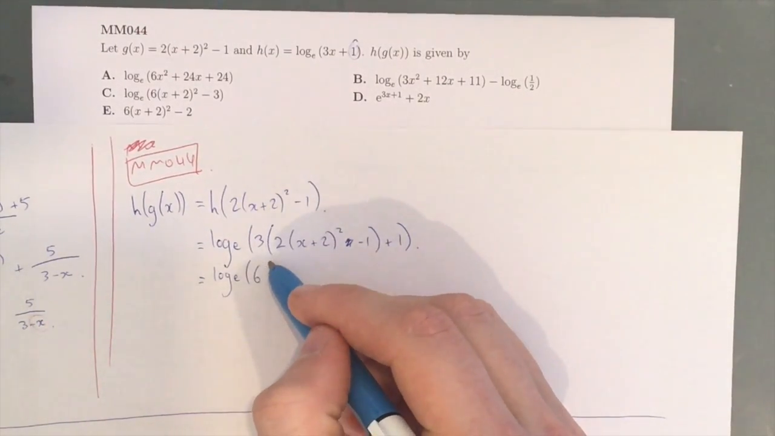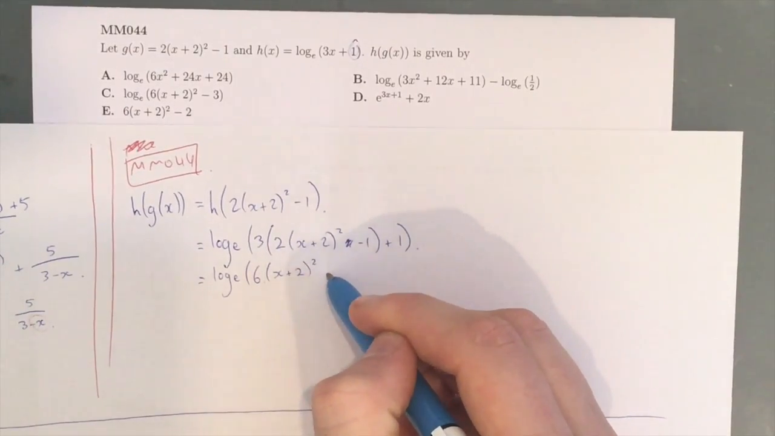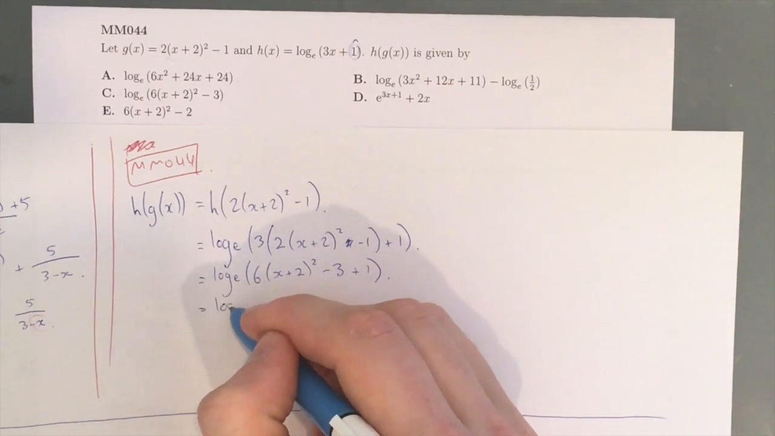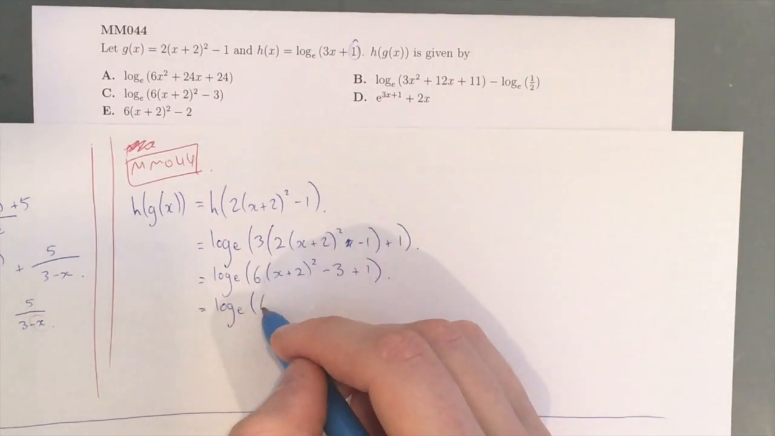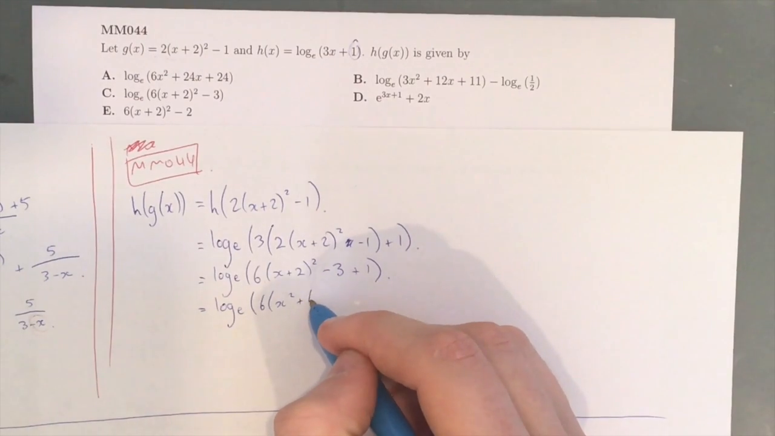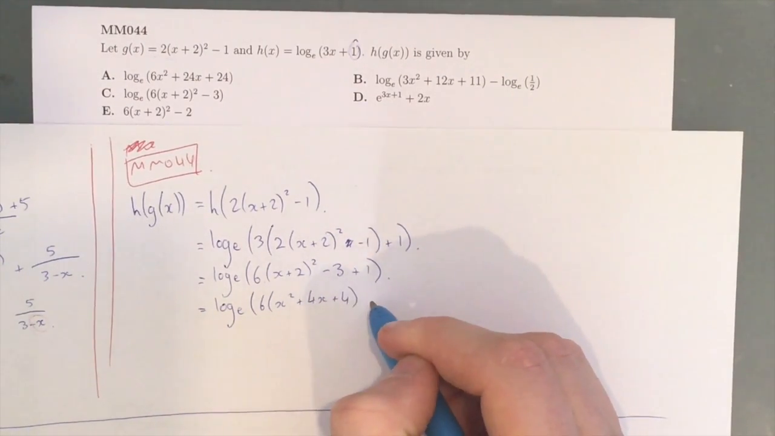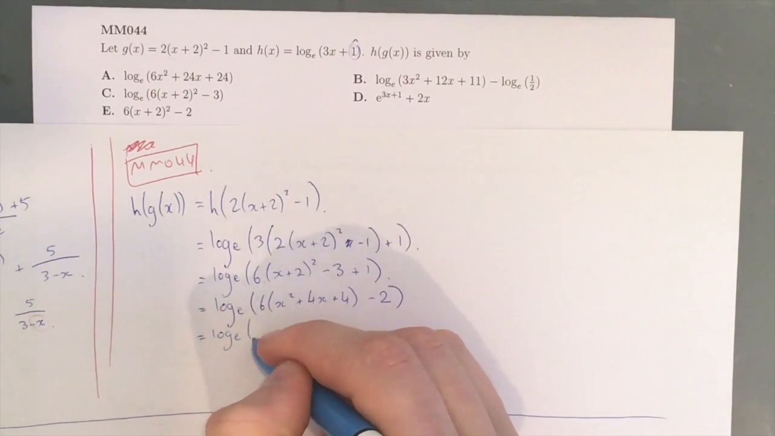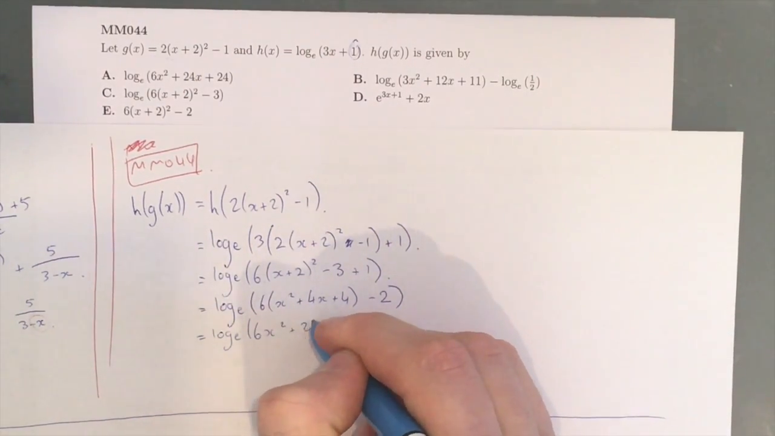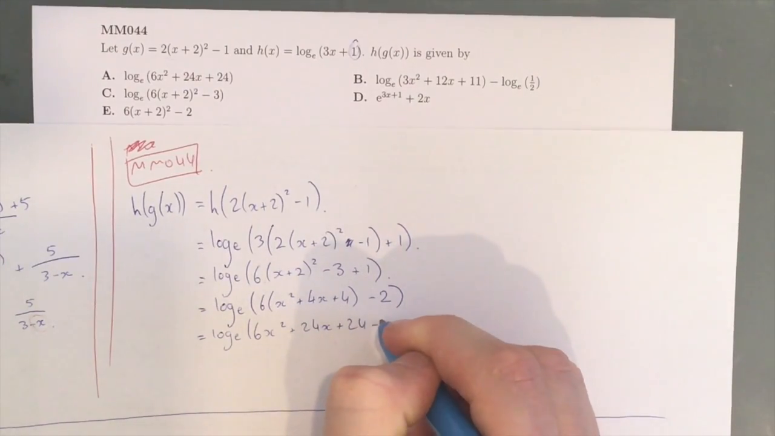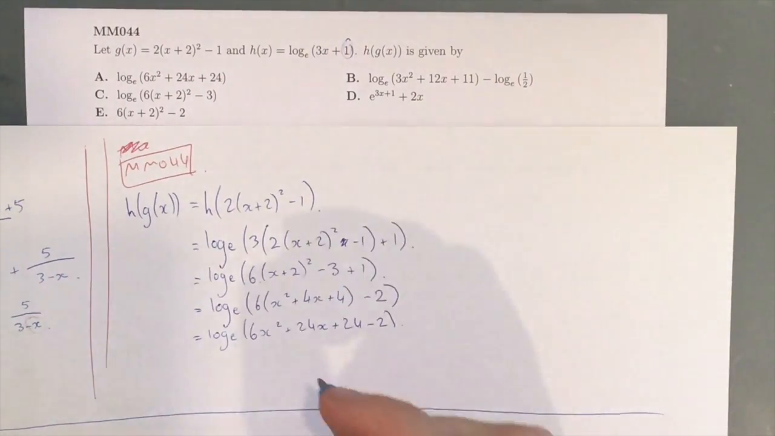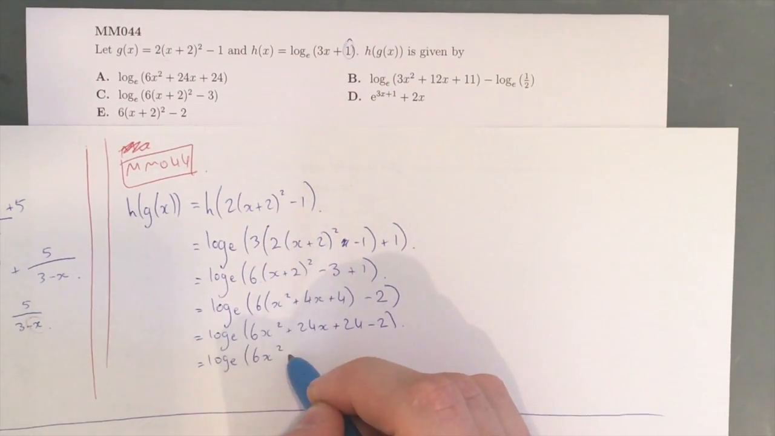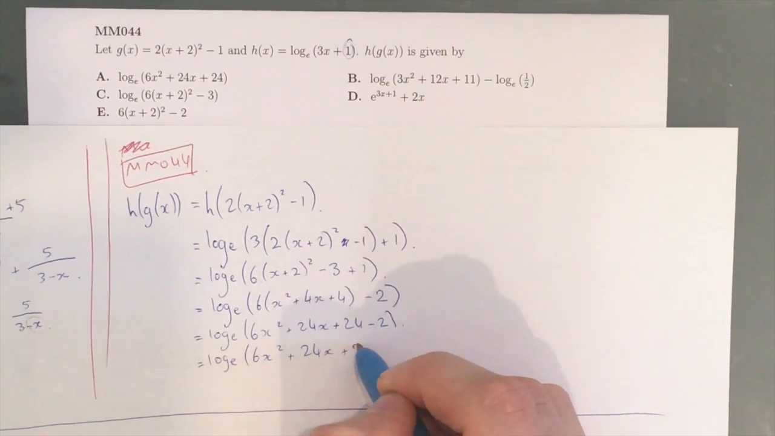So what we get is 6 times (x plus 2) squared minus 3 plus 1. Keep going with that. We get log e of 6 times (x squared plus 4x plus 4) minus 2. And if we expand that out, we get log e of 6x squared plus 24x plus 24 minus 2. Gives us log e of 6x squared plus 24x plus 22.